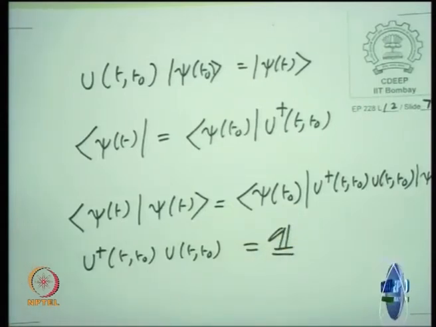Why? Because Hamiltonian is Hermitian. So, e to the minus i H t by h cross into e to the power of plus i H t by h cross. Is that right? This one is e to the plus i H (t minus t naught) by h cross. This will be e to the i, this is an H operator, minus i H (t minus t naught) by h cross.